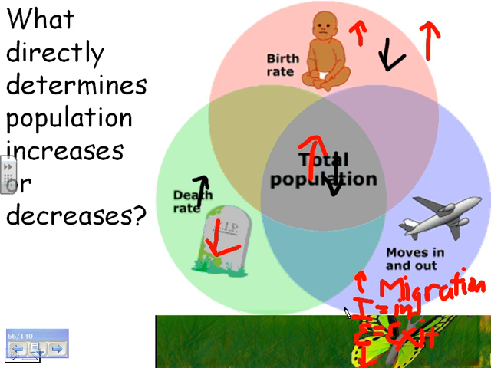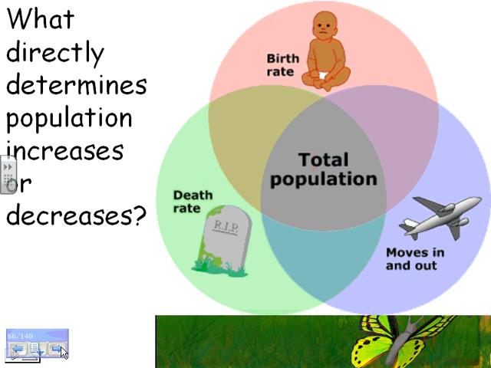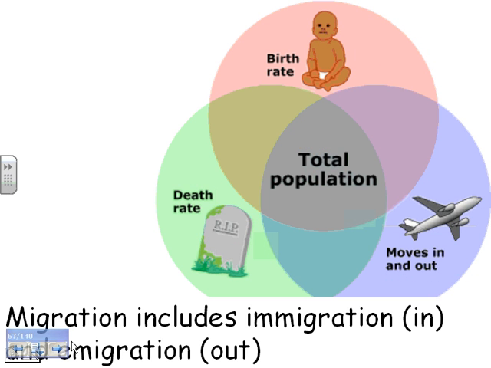So one of the factors that can decrease population would be a low immigration and a high emigration. Migration includes immigration, which means in, and emigration for out or for exit.